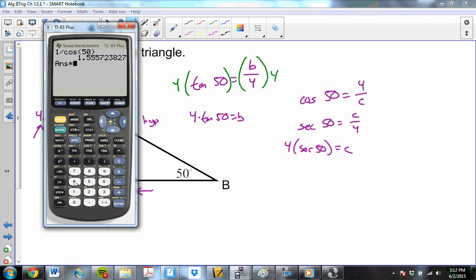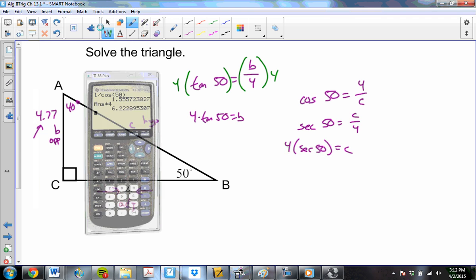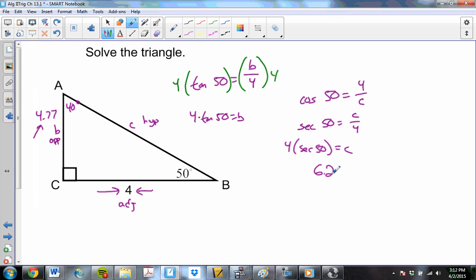You get 6 point something, 6.222. So c is about 6.222. Remember, the hypotenuse has to be the longest side, so I'll check to make sure that my side c is longer than sides a and b, which it is. If I wanted to check with Pythag and see if 4 squared plus 4.7 squared equals 6.2 squared, I could, but I'm pretty sure that's good, and I'm going to keep moving.